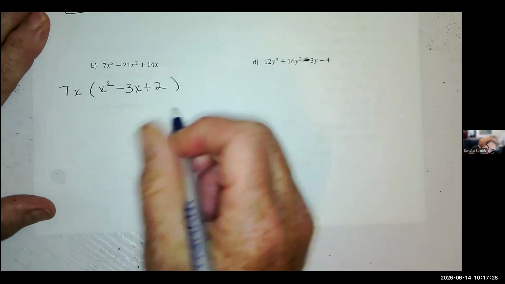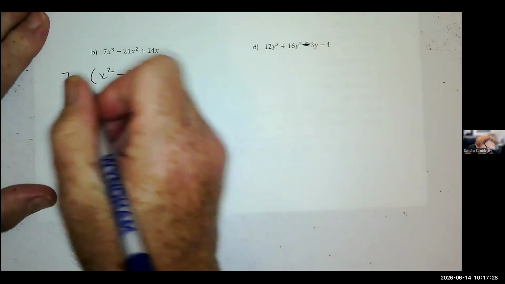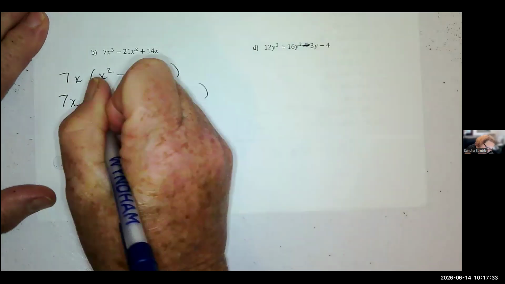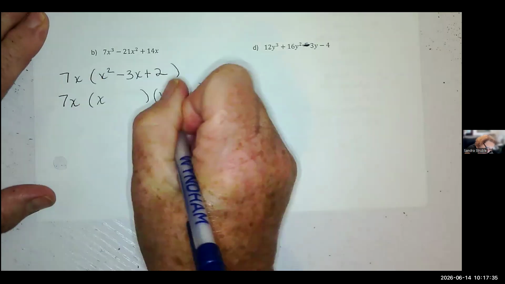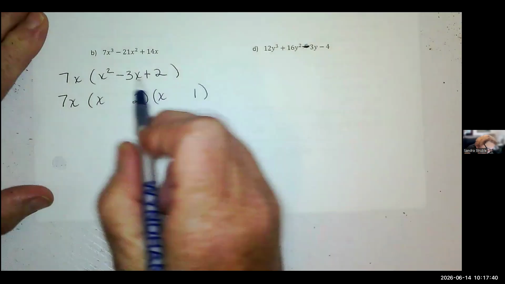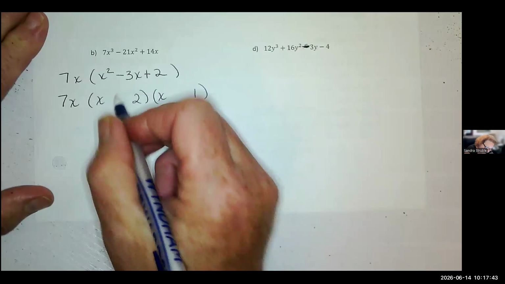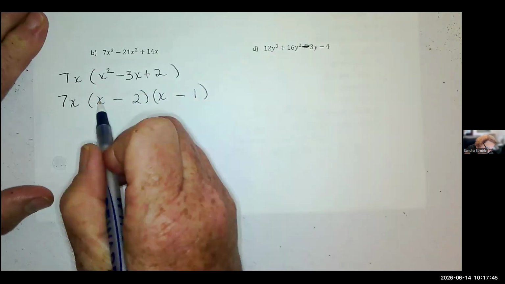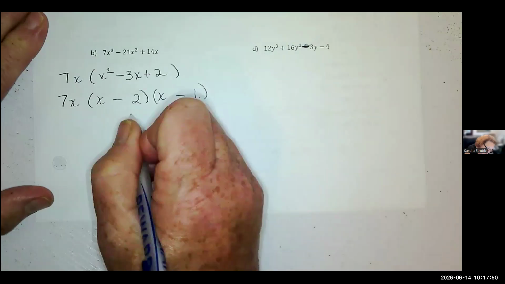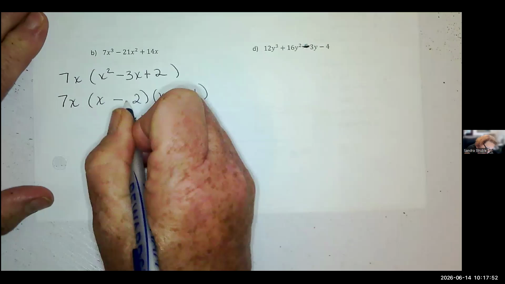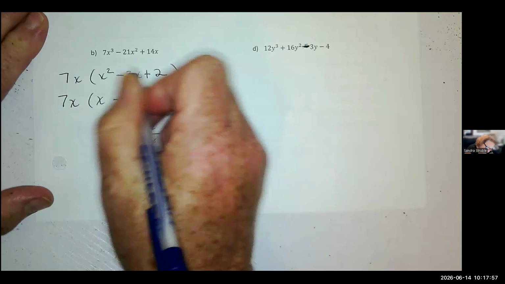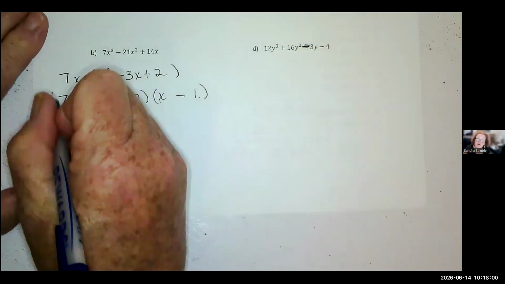This can be factored further. Don't forget to bring down your 7x. So x and x, and this is just trial and error. I'm going to go with 2 and 1. That's all we can go with. The sign is only negative in the middle, so both have to be negative. To check yourself, check your outer and inner. Check your outer two numbers and your inner two numbers. So we've got negative 1x, and the inner is negative 2x. This gives us negative 3x, which is what we have for our middle term. So this is my fully factored answer for that one.